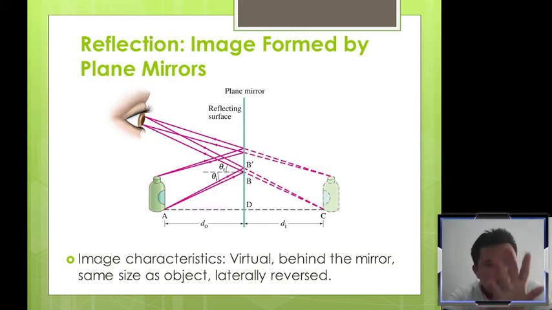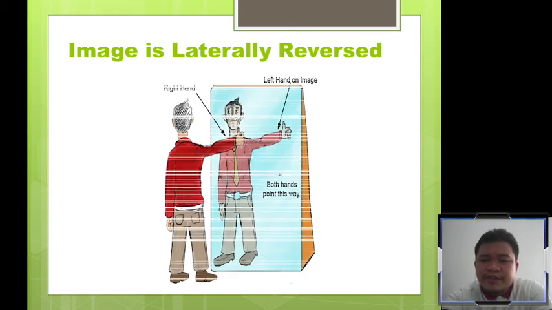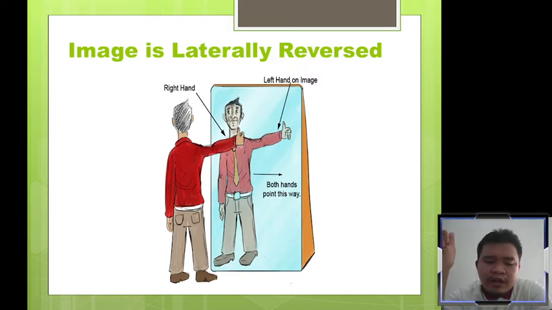So there's one characteristic that you should not forget in a plane mirror: the image distance from the mirror is the same as the object's distance from the mirror. Okay, and it's laterally reversed. So what do you mean by that? When we speak of laterally reversed, that means that if you raise your right hand, your reflection is actually raising its left hand. We call this in general lateral inversion. That's how we observe that.